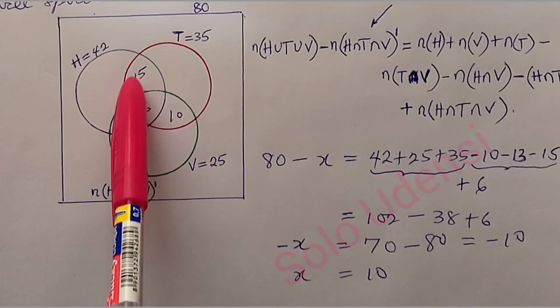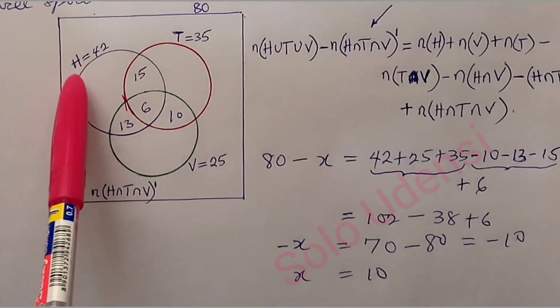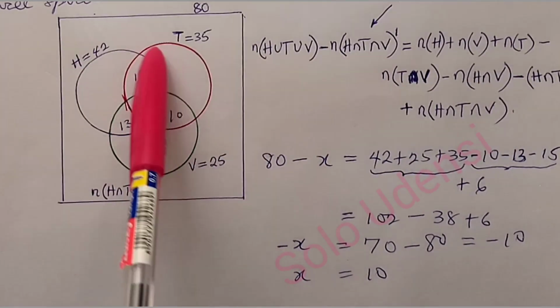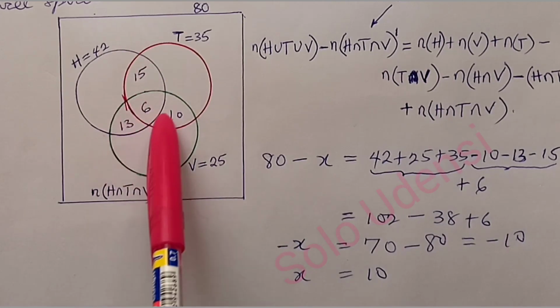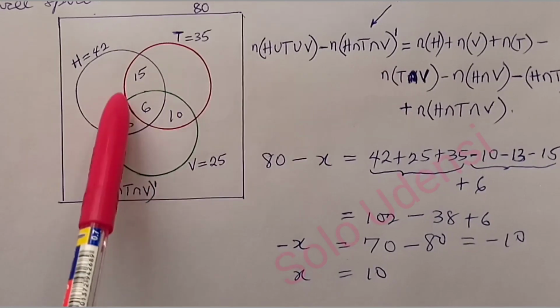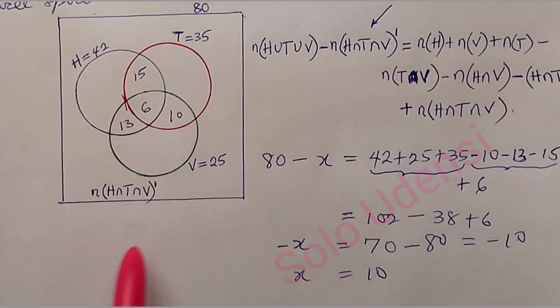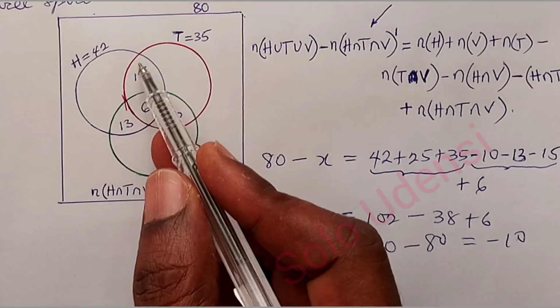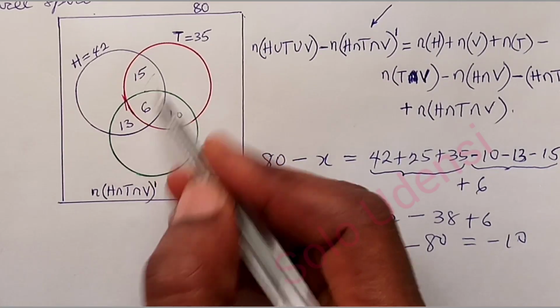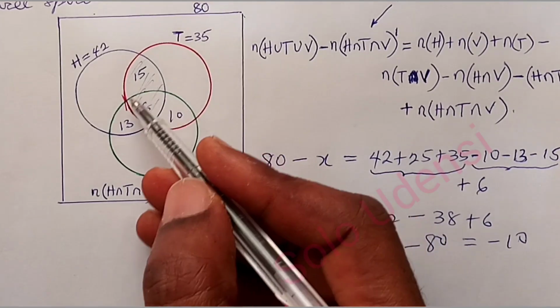Make sure that you don't have any problem here, because the number of people that play handball and tennis includes this, and it is 15. But if you are asked the number of people that play handball and tennis only, then you know you will do 15 minus 6 to get the only. So this 15 is for the whole of here. This 15 is for the whole of here. This 10 is for the whole of here.